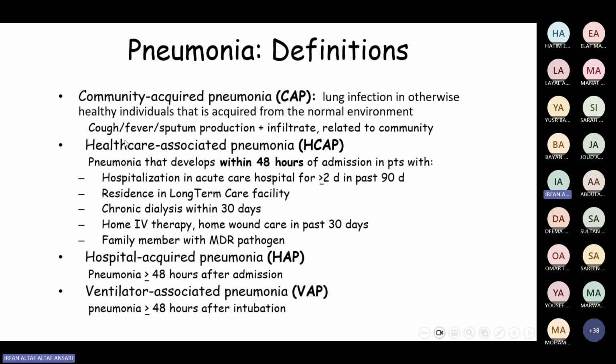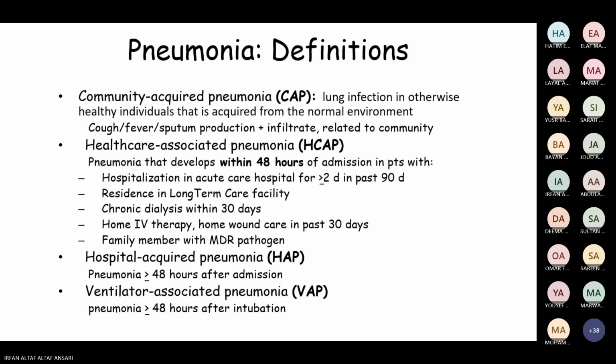What is the simple presentation? The patient will have cough, fever, sputum production, lung infiltration or consolidation in the lung, and the infection is related to the community. What infection is common in the community? That infection you see in that person. Right now influenza is going on, so if someone gets influenza associated pneumonia, it is community acquired pneumonia. So a healthy individual acquired in the normal environment is called community acquired pneumonia.